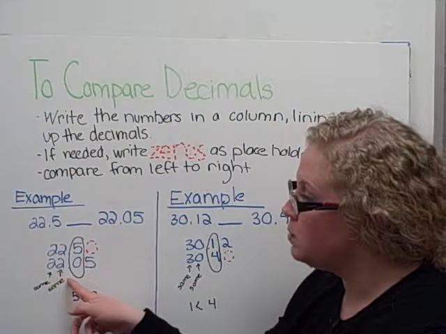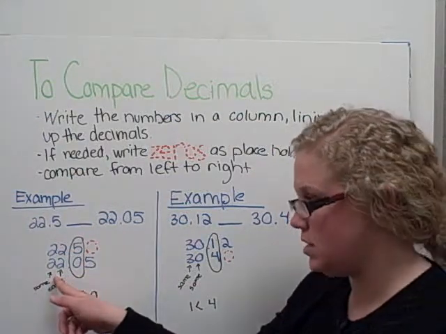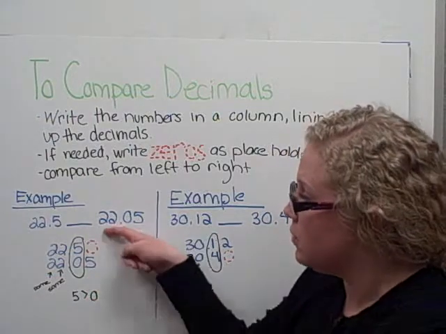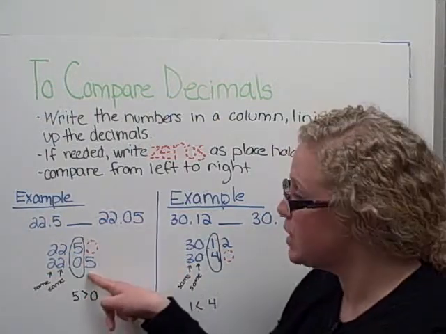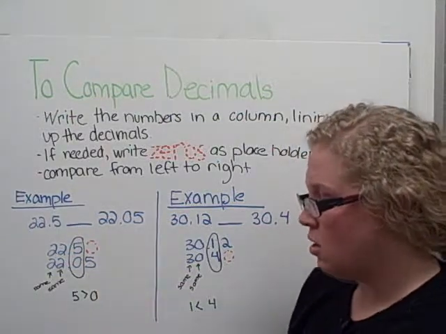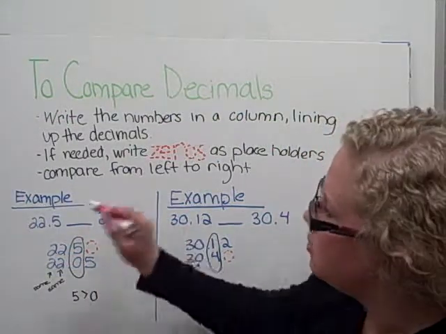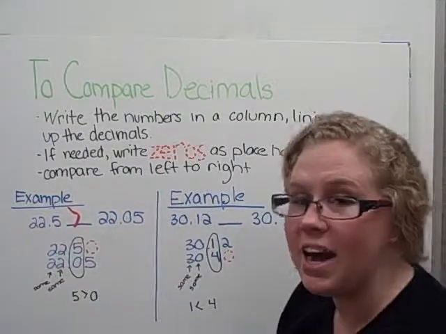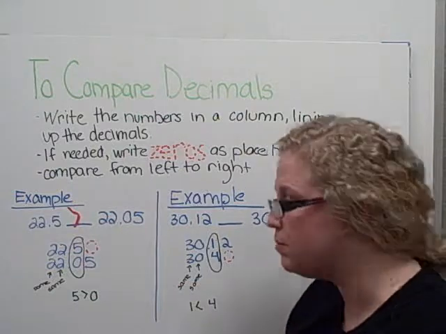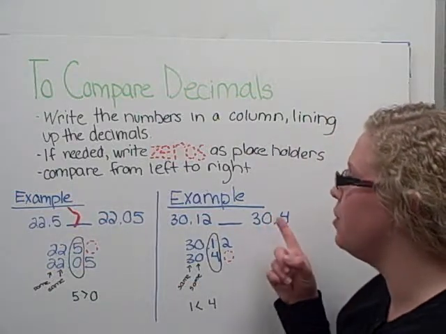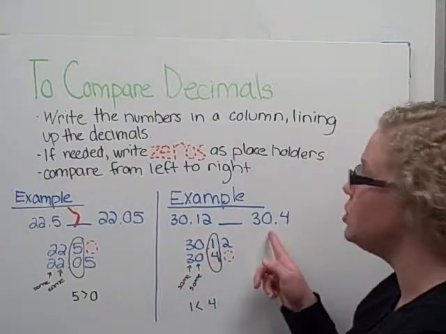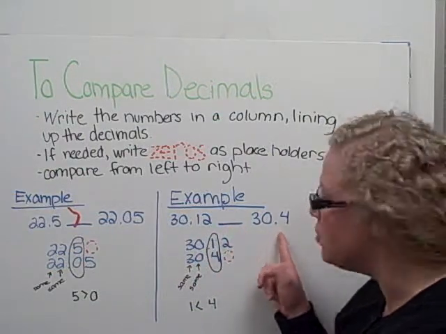We see that the ones place is the same and the tens place is the same, so now we focus on the tenths place. In our first we have a 5, and the tenths place in the next is a 0. Since 5 is greater than 0, our solution to this problem is 22 and 5 tenths is greater than 22 and 5 hundredths. In our second example, 30 and 12 hundredths compared to 30 and 4 tenths.